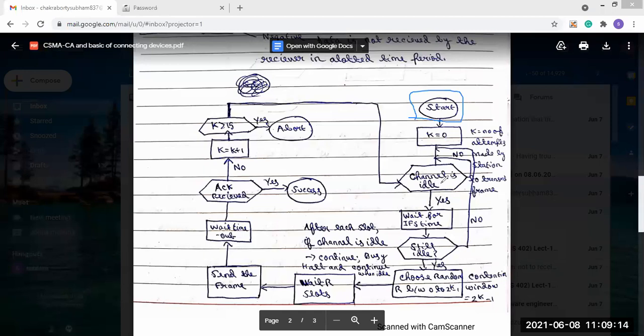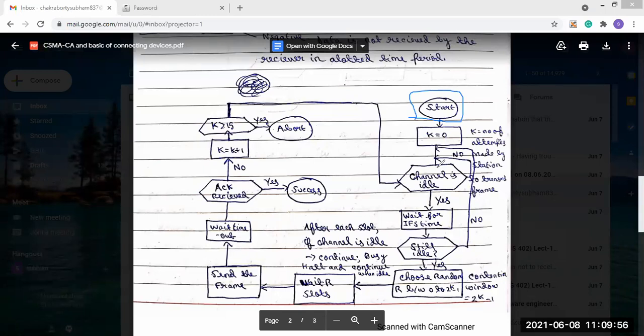But if after sensing, it finds that the channel is not idle, then it will again sense whether the channel is idle or not. After waiting for some time, it will again sense the channel. And here also, after waiting for the IFS amount of time, if the channel is not idle, then again it will sense the channel, and after waiting for a time, it will sense again. So this is the way.